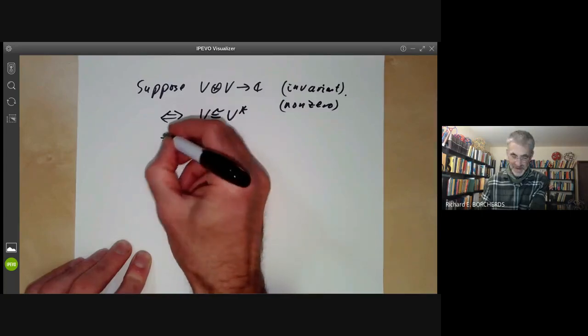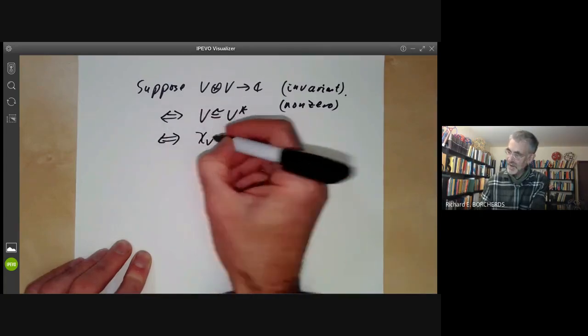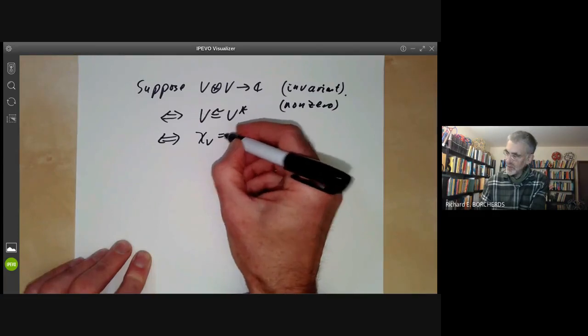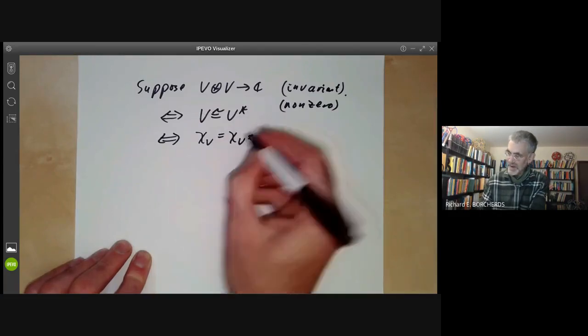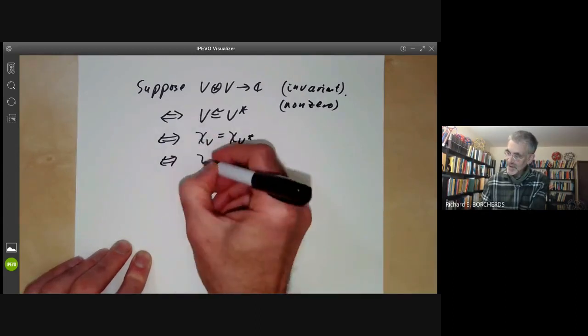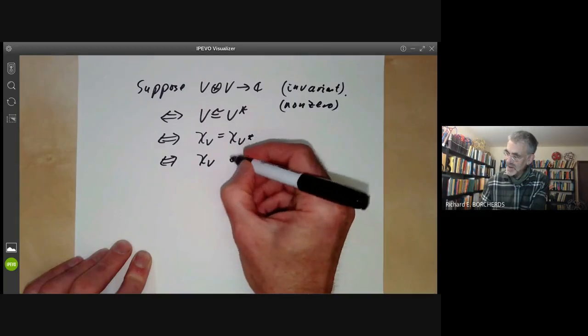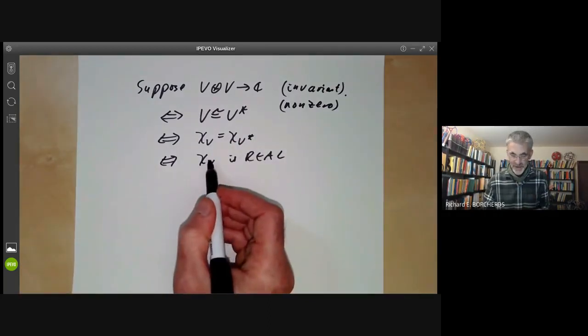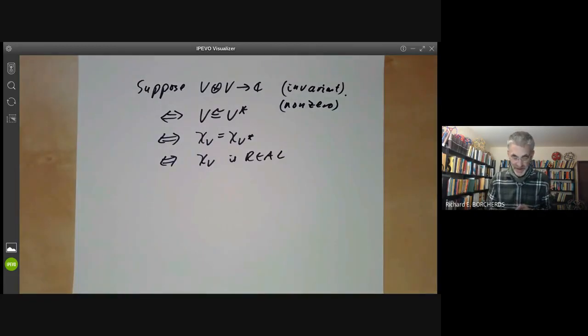And this is the same as saying that the character of V is equal to the character of the dual of V for an irreducible representation V. And this just says the character of V is real. In other words, all its entries are real numbers rather than proper complex numbers. So it's easy to tell whether or not an irreducible representation has a bilinear form.